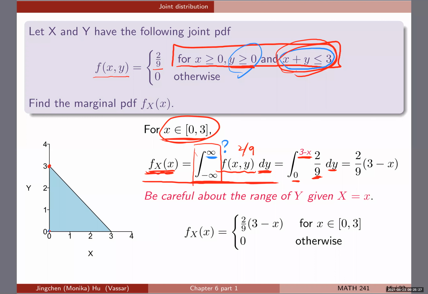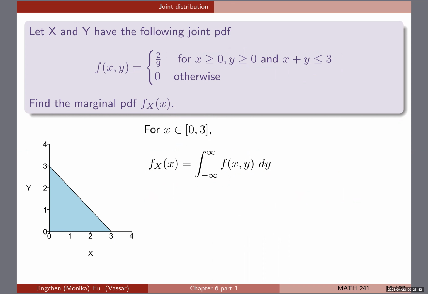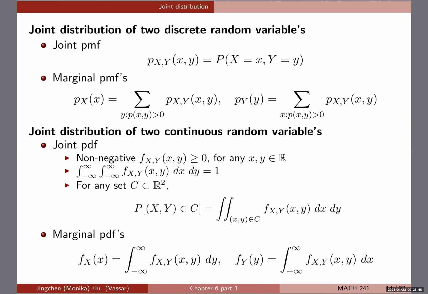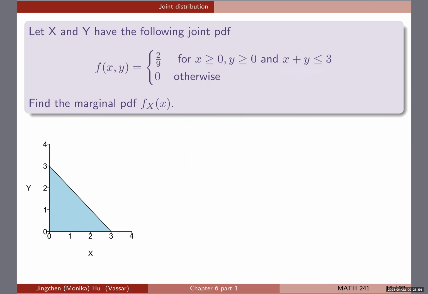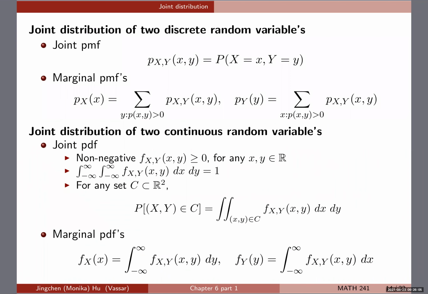And then lastly, we write it together in one thing: f of x equals 2/9 times 3 minus x when x is between 0 and 3, and 0 otherwise. This is an application of doing, once you have the joint, getting the marginal. I'm just coming back to this slide. Of course you can do that for y if you want, and I think that's actually an exercise for the live session, so you will get practice for that. That's one kind of application of what we know about the joint PDF.